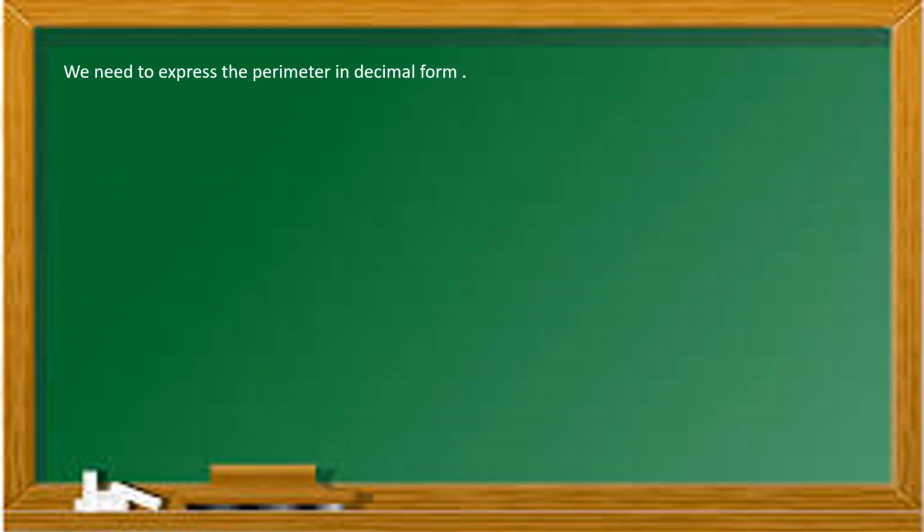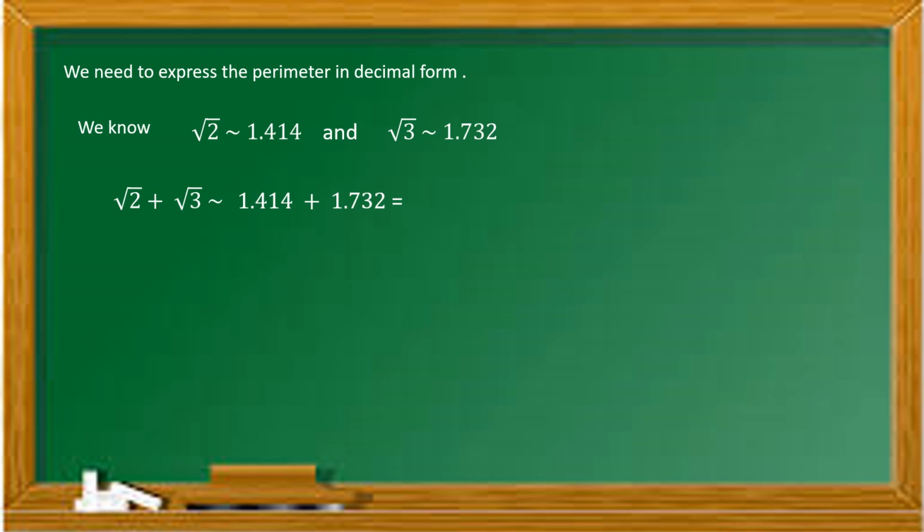But the question is that we need to express the perimeter in decimal form. We got 1 plus root 2 plus root 3. And we know root 2 and root 3. Yes, root 2 is 1.414 and root 3 is 1.732. So, what is root 2 plus root 3 then? Which is approximately equal to 1.414 plus 1.732. And that is 3.146. Add the decimals, okay.